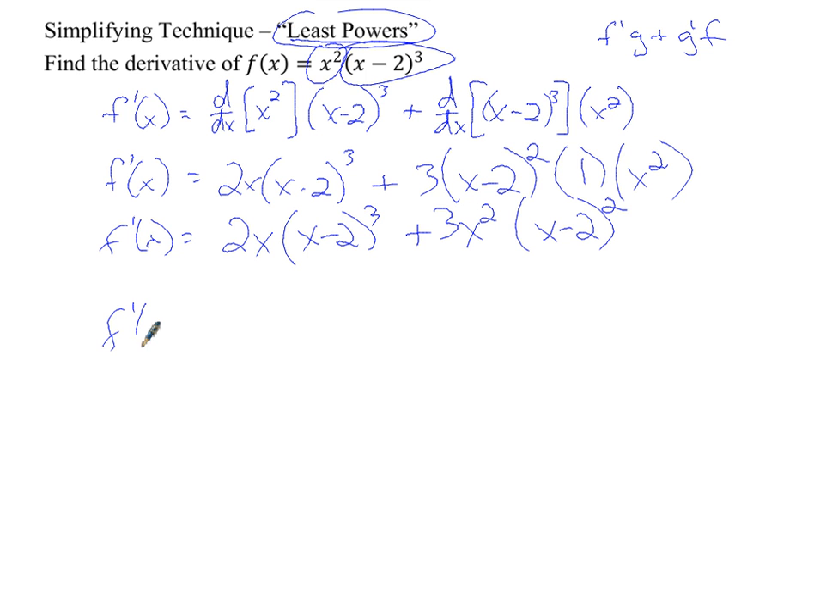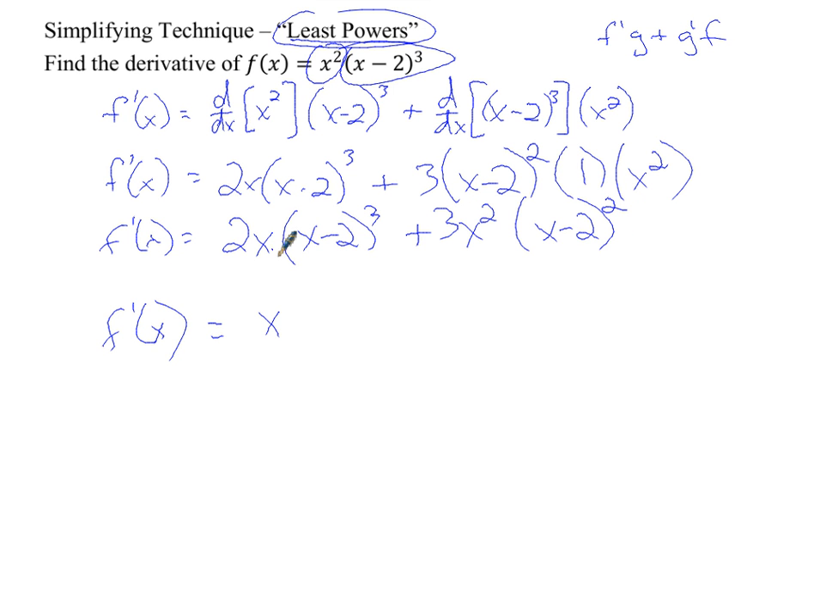So f prime of x. Take a look at the stuff outside first. Is there a GCF between 2 and 3 that's not 1? No, so we'll leave that alone. Is there a GCF between x and x squared? Yeah, it's what? X. So I'm going to pull out an x. And now look at the third part of this. Is there a GCF between x minus 2 to the third and x minus 2 squared? X minus 2 squared. And that is how you do the least powers.